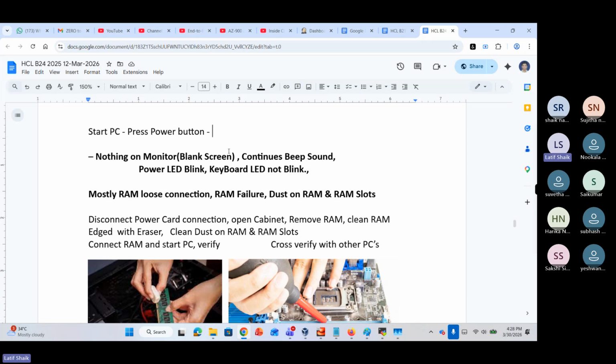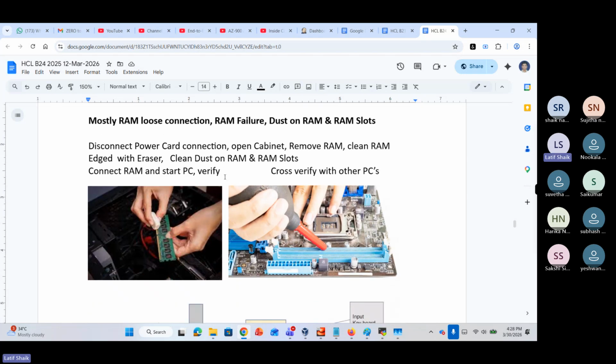RAM failure, RAM is not working. Test deposit on the RAM. Okay, RAM slots. So what to do? This is a primary one. Maybe it is RAM or not, we don't know. But most of the cases it is RAM.